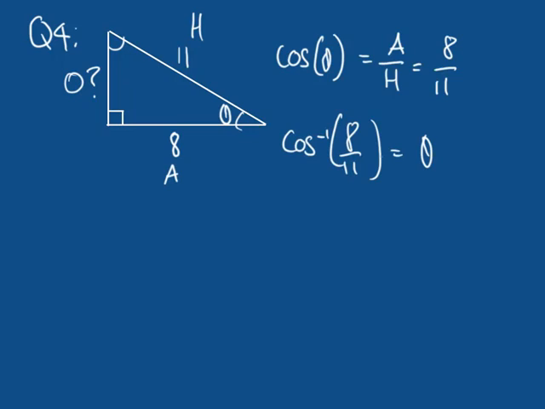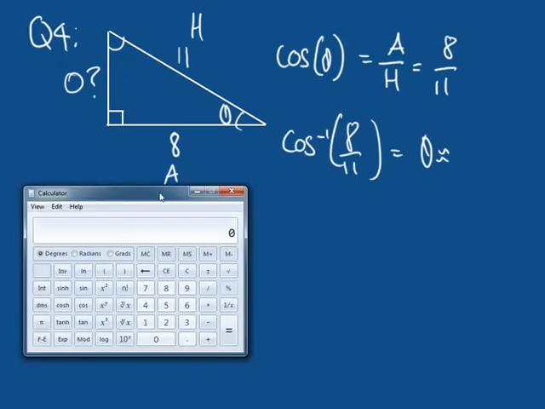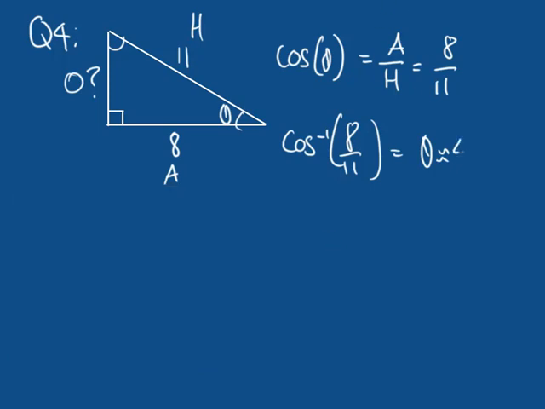So I'm going to use a calculator to find the inverse cosine of 8 over 11. I'm going to take 8, divide it by 11, and then find the inverse cosine. So click on inverse, click on cosine to the minus 1, the inverse cosine. That's going to give us an angle that is approximately equal to 43.342 degrees. So theta is approximately 43.342 degrees.